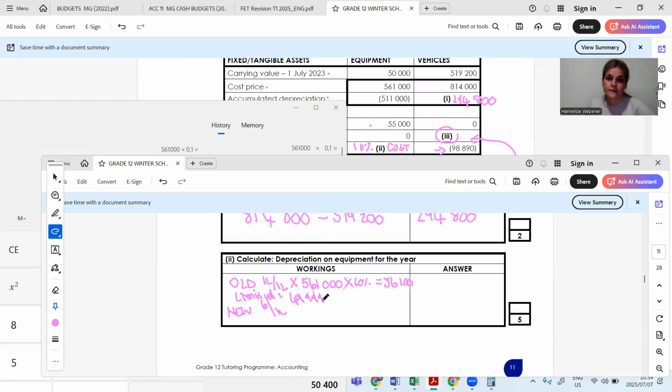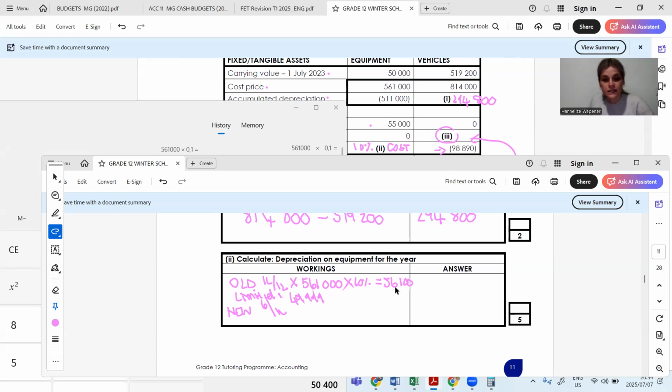49,999 Rand. Okay, so that's the reason for it, because my carrying value is 50,000 and 56,100 is going to result in me having a negative carrying value. I'm not allowed to do that. I'm only allowed to write it off until a 1 Rand value. So it's the carrying value minus 1 Rand that will then give you the depreciation on that equipment.